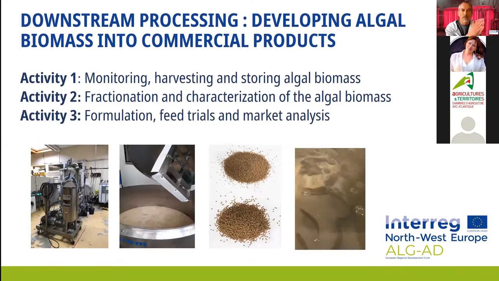So in the ALG-AD project, the downstream processing part is also divided into three main activities. The first one includes quality monitoring, harvesting and storage of the biomass. The second activity includes the fractionation and biochemical characterization of the biomass. And the last activity includes feed formulation, the feed trials and the market analysis.